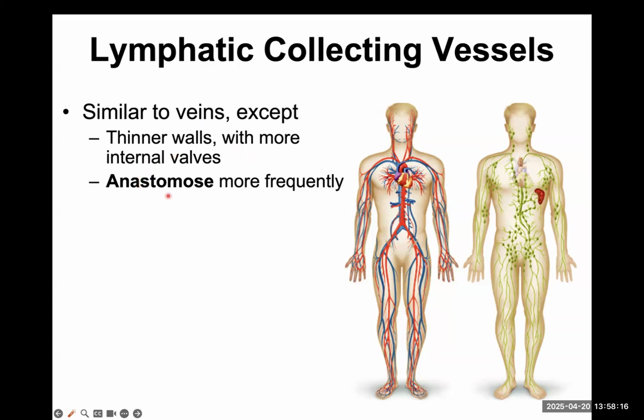So there's this word again, anastomose. That means to merge. Again, the capillaries merge into venules, then into veins, and then into the vena cava. So the same thing is happening here with the lymphatic vessels. They go through anastomosis, they turn into bigger vessels, large vessels, and then they turn into ducts or trunks.